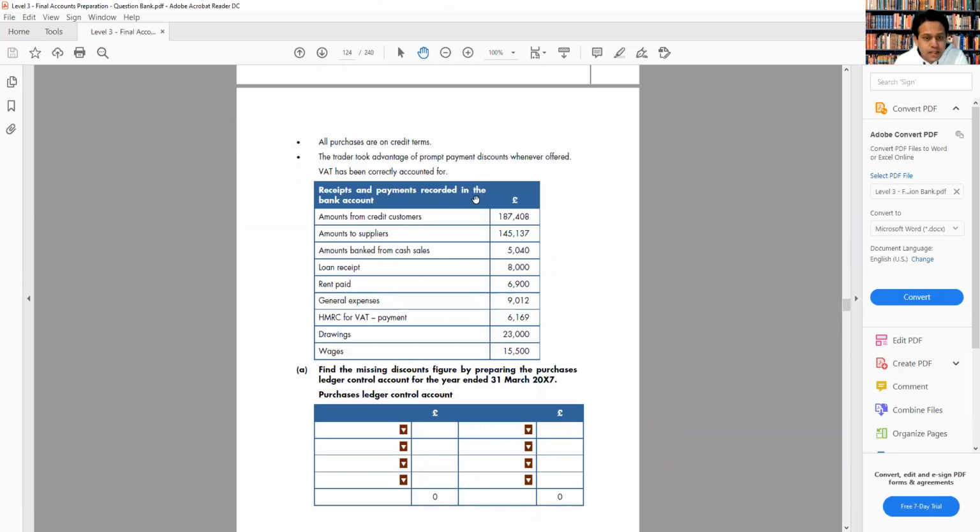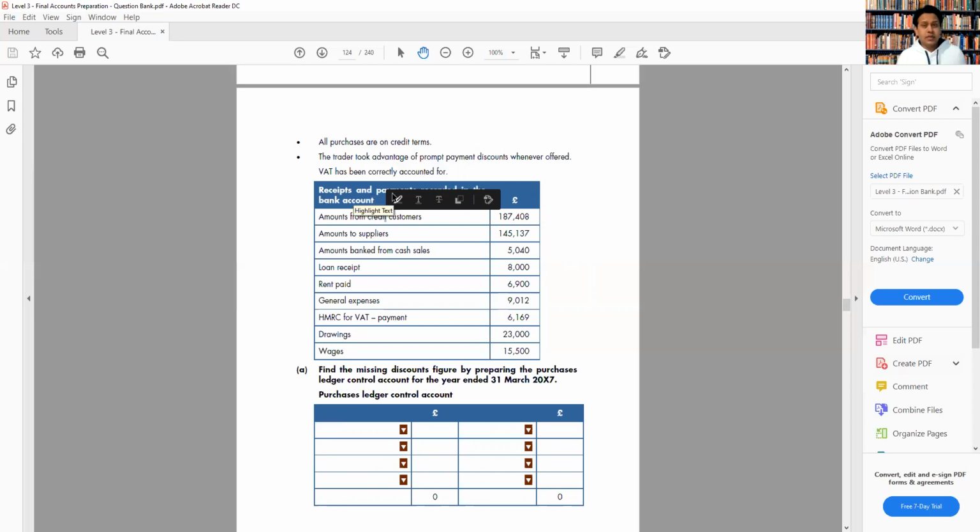Receipt and payment record in the bank statement. Amount from the credit customer. So that means this one I received from the credit customer. So this is basically the bank that we received from the credit customer. Amount to supplier. So this is the payment to the supplier. Amount bank from cash sale. So this is the income from the cash sale. Loan receipt. Rent paid. General expense. HMRC VAT payment. Drawings and the wages. So basically this all the information we have from the bank record.